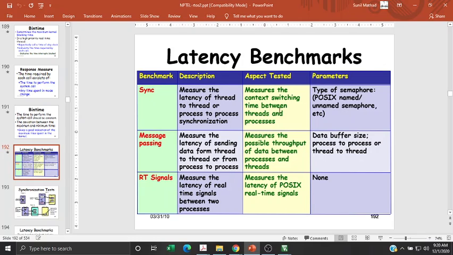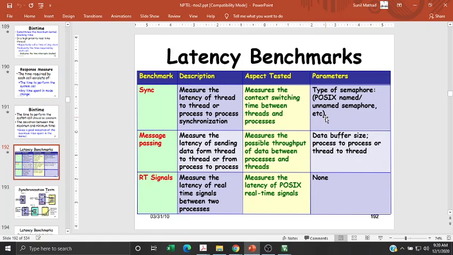It measures the context switching time between the threads and processes. So basically, you are accomplishing a particular task in terms of threads. Multi-threading support, or SMP support, was debated in certain RTOS for that. Types of semaphore: POSIX named, unnamed semaphore, etc.